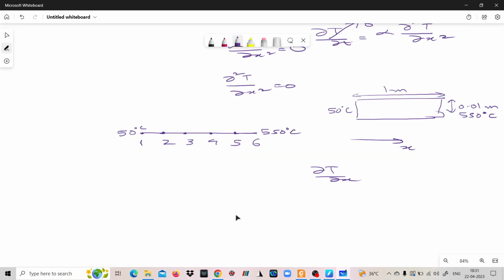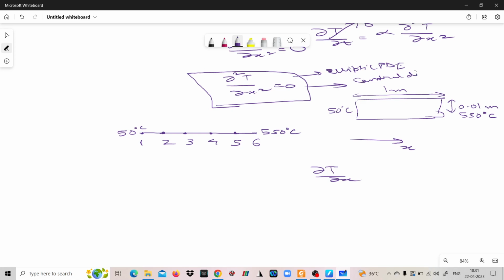Finite difference method. Now see, this is an elliptic PDE, and for an elliptic PDE, if you have gone through the lectures, you must have seen that it is best represented by which type of differencing? Central differencing. Okay, it is best represented by central differencing. So how will you formulate central differencing?